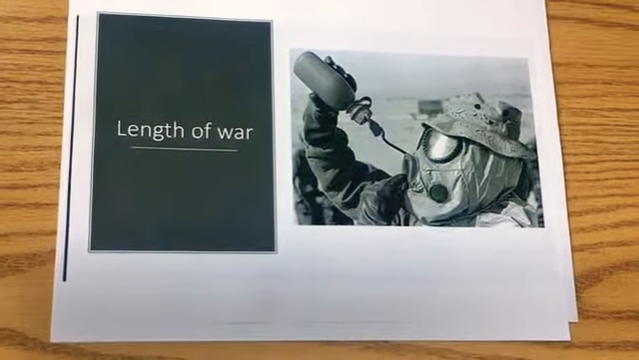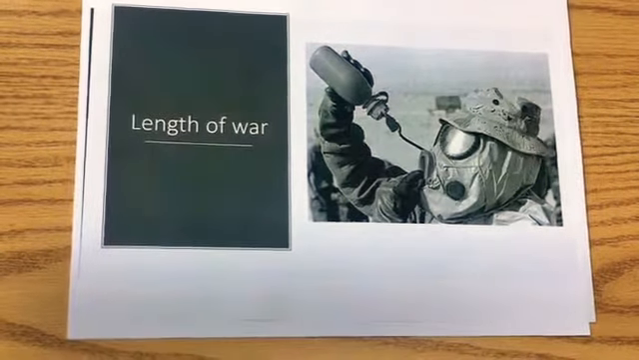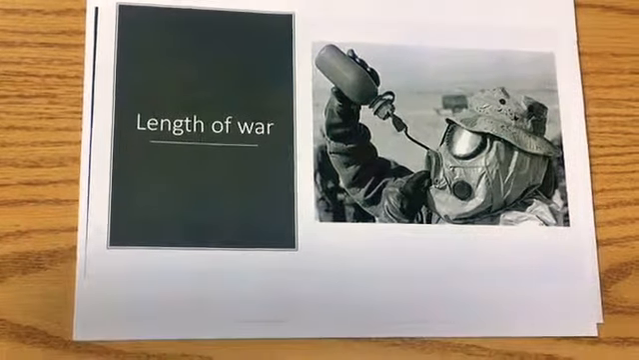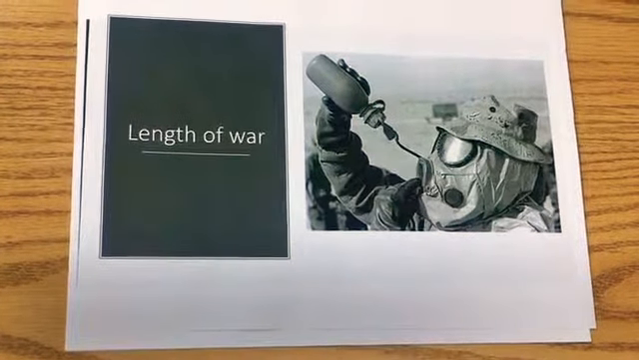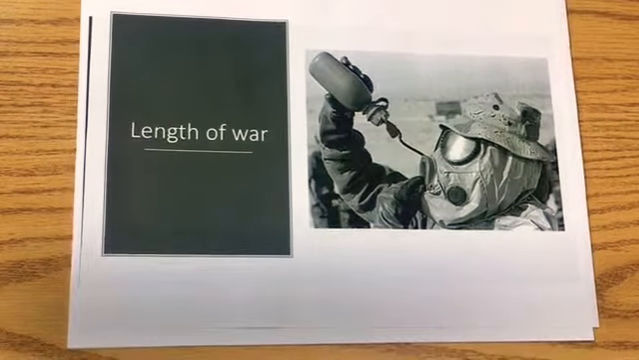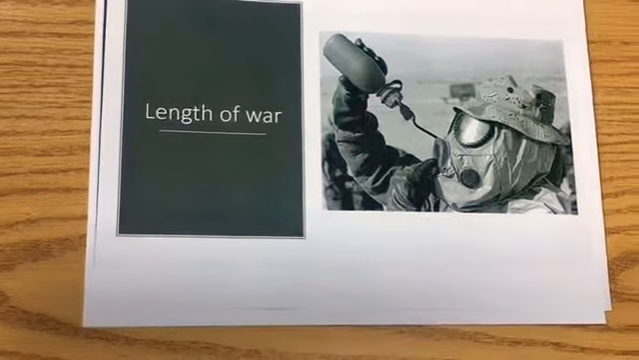How long the war lasted. On August 2, 1990, Iraq first invaded Kuwait, and then on August 7th, the first U.S. forces arrived in Saudi Arabia. Later that month, on August 22nd, President Bush authorized the first call-up of selected reserves to active duty for 90 days.